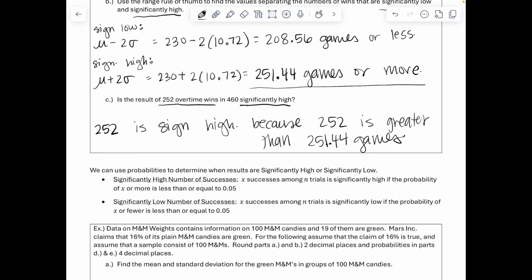So a significantly high number of successes, x successes among n trials, is significantly high if the probability of x or more is less than or equal to 0.05. Likewise, a significantly low number of successes is when the probability of x or fewer is less than or equal to 0.05. So the big thing here is that probability has to be very unlikely, very small, and our number that we have is smaller than 0.05.